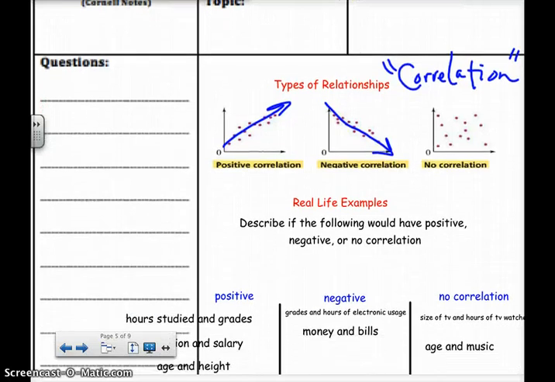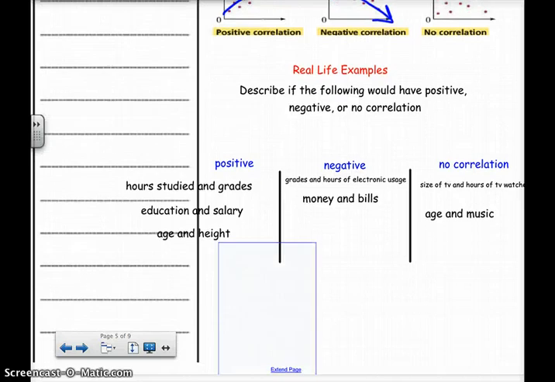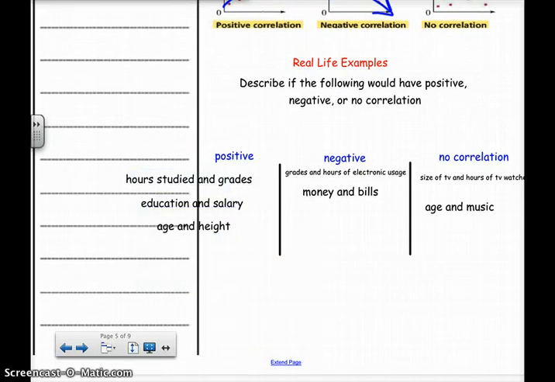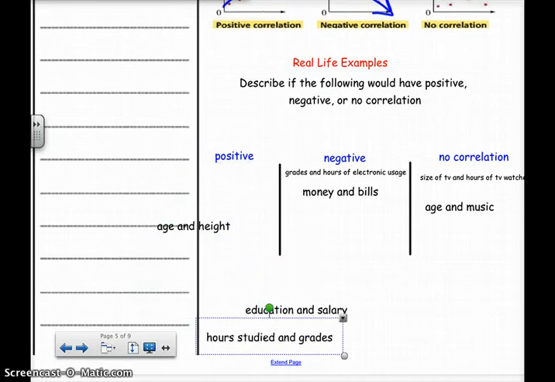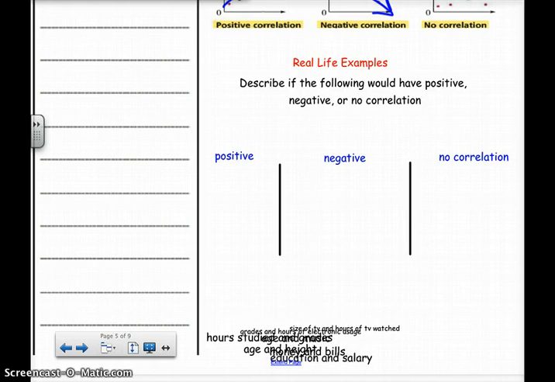So we're going to talk about some real life examples. And you're going to tell me if these are going to be positive or negative without memorizing where they just were. If they're going to be positive or negative. Just say it out loud. Education and salary, what do you think? Positive. The more education you have, the higher the salary. It should increase together.